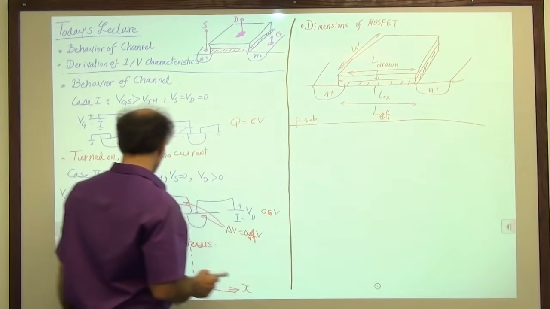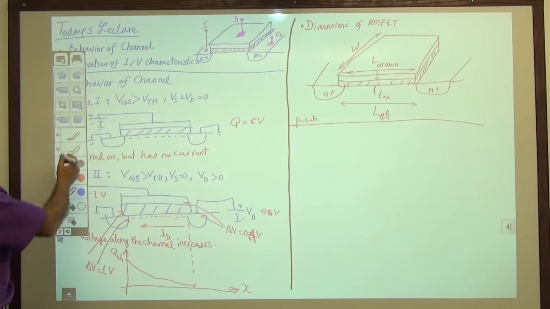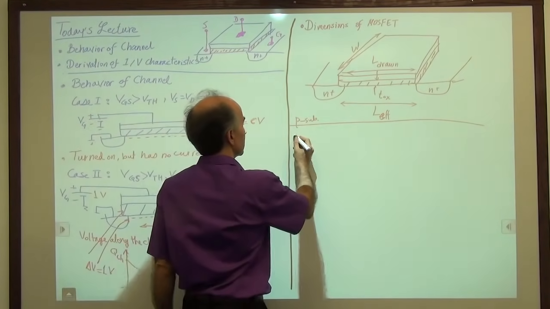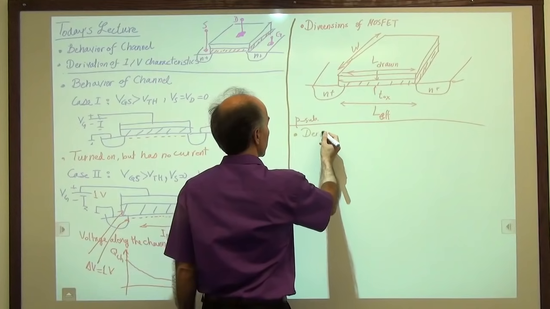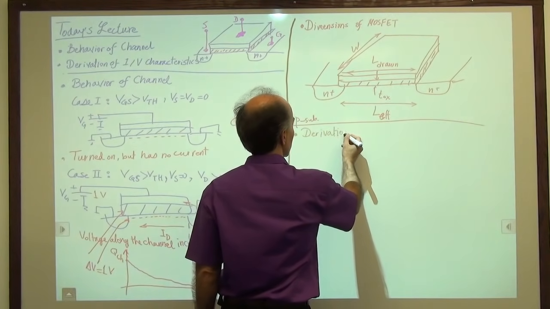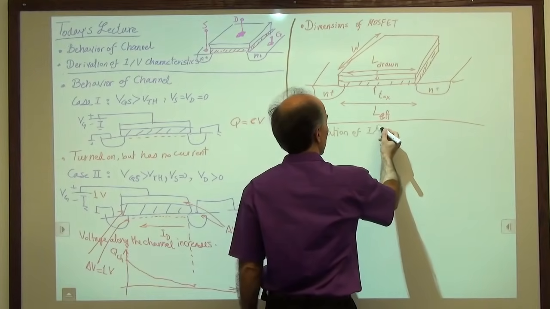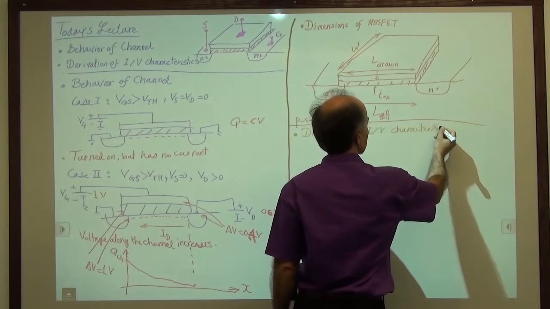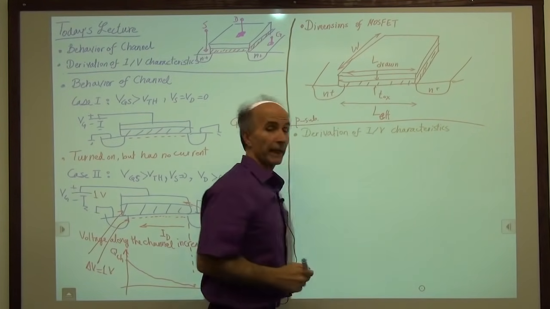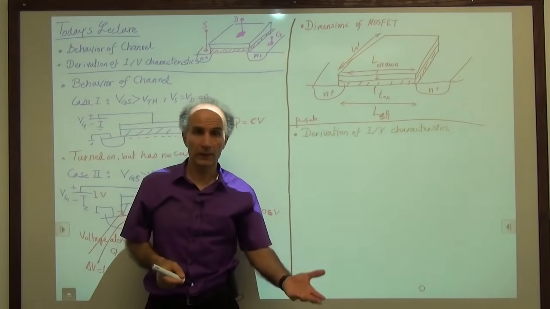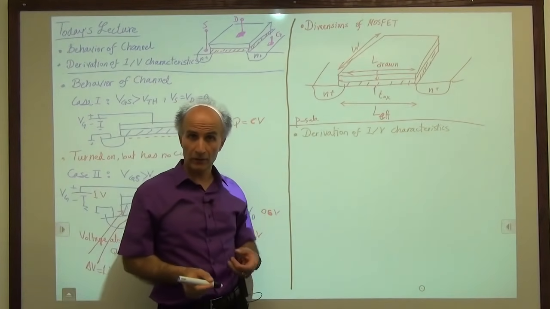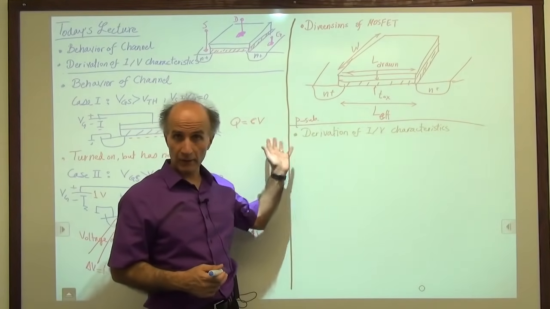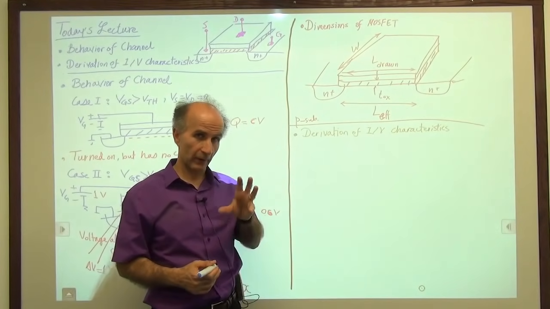Okay, so let's go ahead and try to derive the IV characteristics of the device. We will spend some time on this derivation of IV characteristics. Again, we have to understand the physics of the device. We start with fundamentals, basic things we know about semiconductors and general physics, and try to find the relationship between the current that flows through the device and the voltages that we apply around the device.